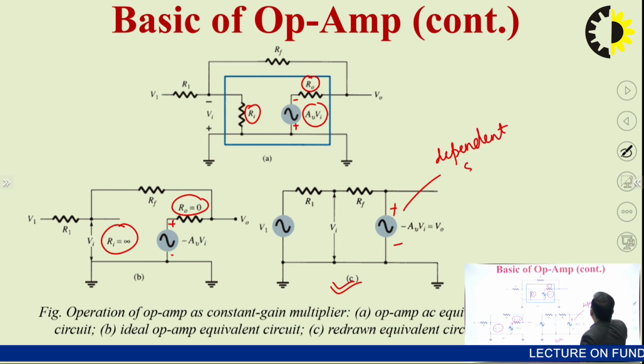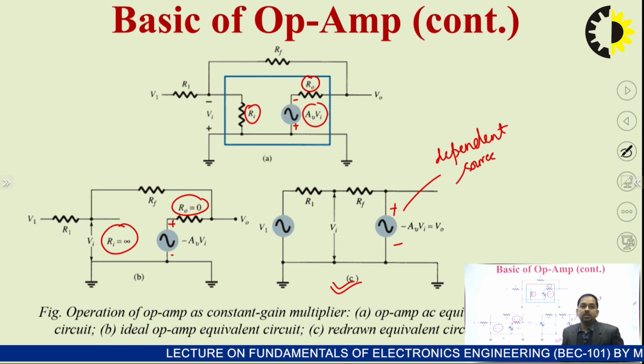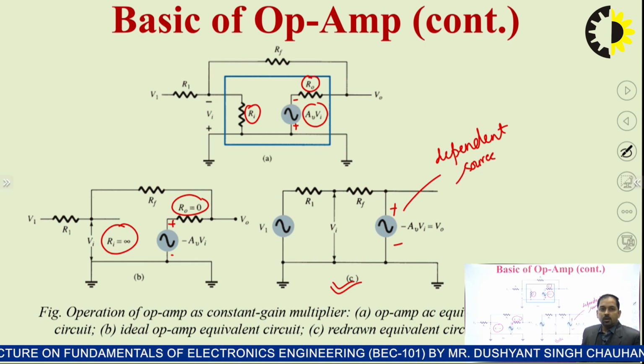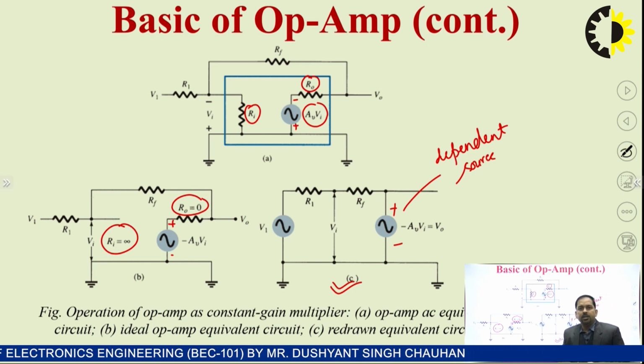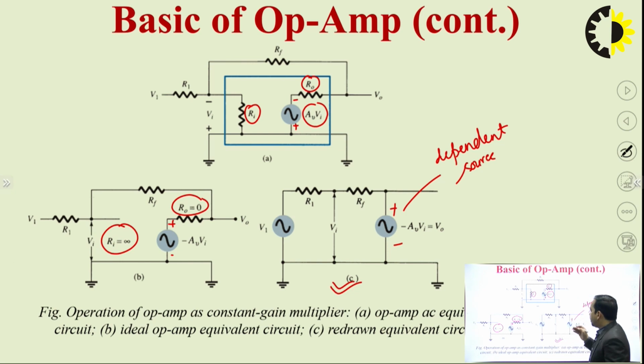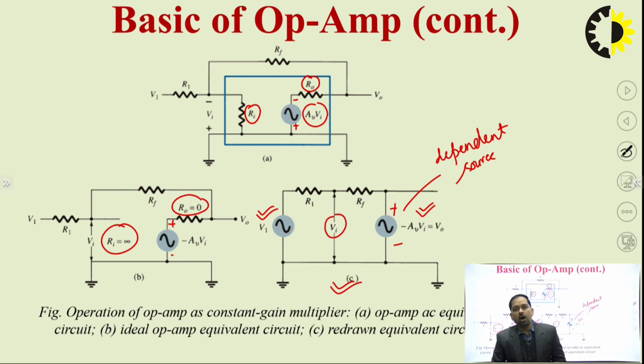It's a dependent source. That means the op-amp is a voltage controlled device. We have seen that BJT is a current controlled device, FET is a voltage controlled device, and this op-amp is also a voltage controlled device. Now we want to calculate Vi, let's say, with respect to two voltages, which are V1 and minus AV times V1. So how can we calculate Vi?